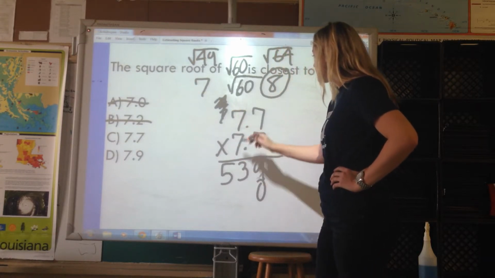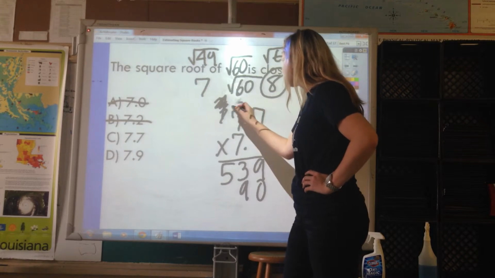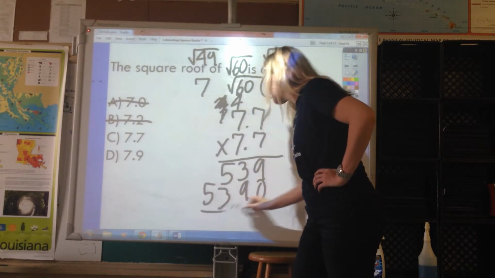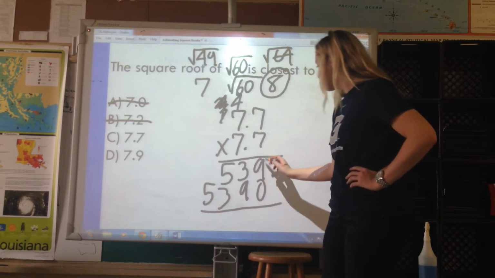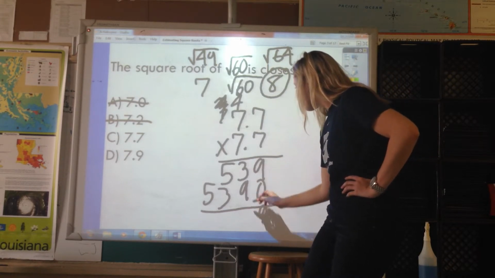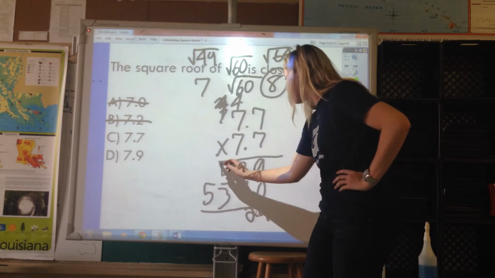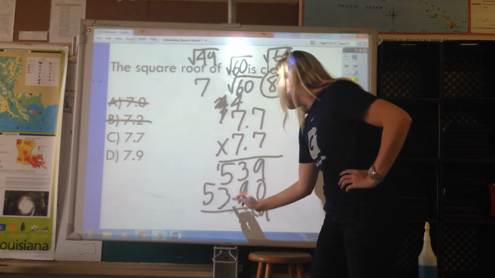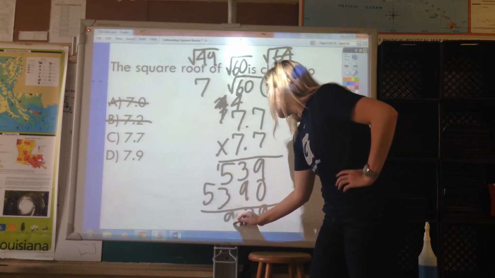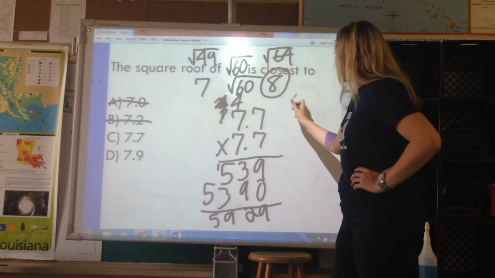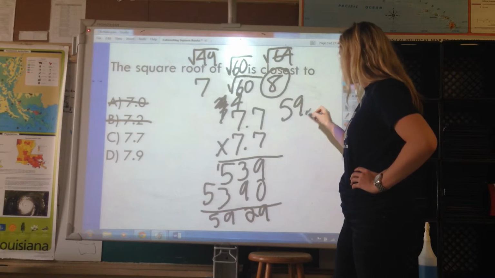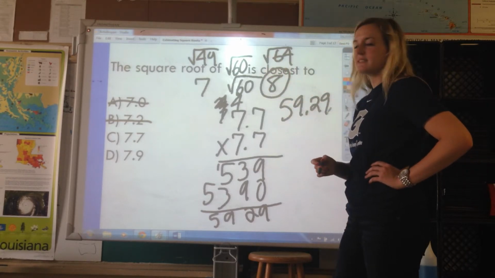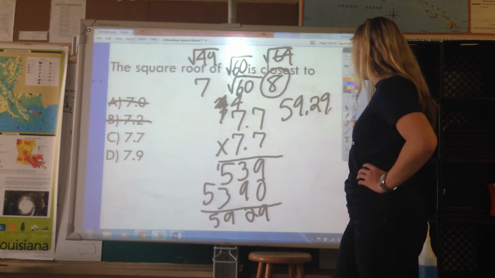0 placeholder. 7 times 7 is 49. 7 times 7 plus 4 is 53. So the number I'm coming out with, 9 plus 0 is 9. 9 plus 3 is 12. 5 plus 3 plus 1 is 9. So the number I'm coming out with is 59.29. That is pretty darn close to 60. And again, that was 7.7 squared.